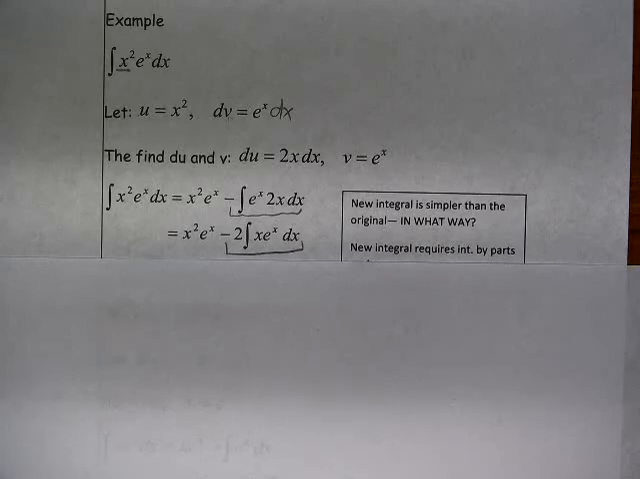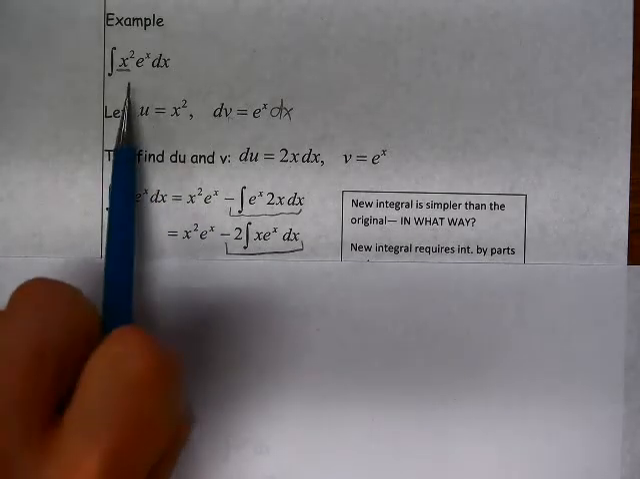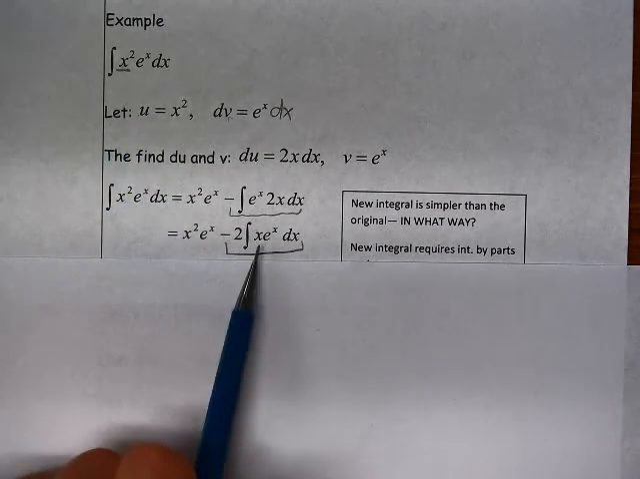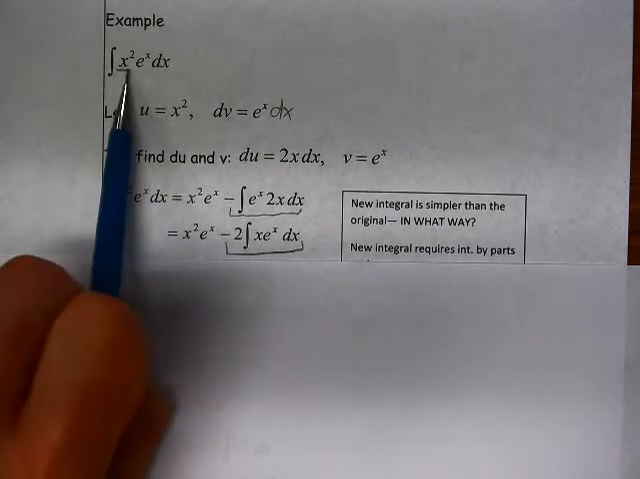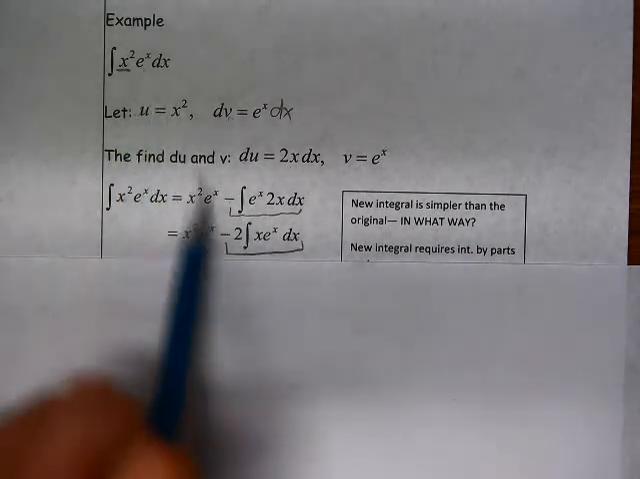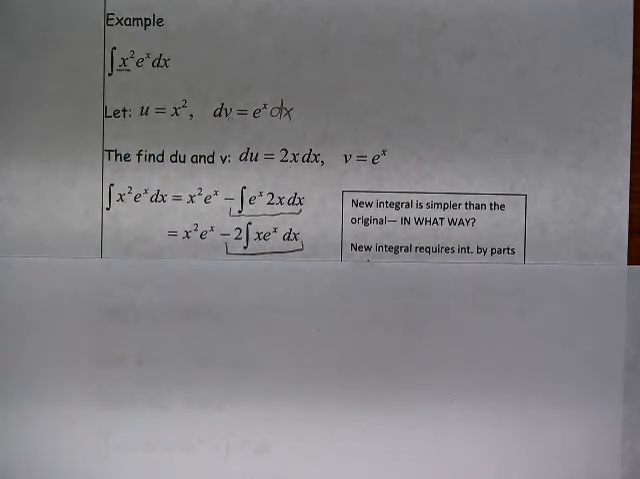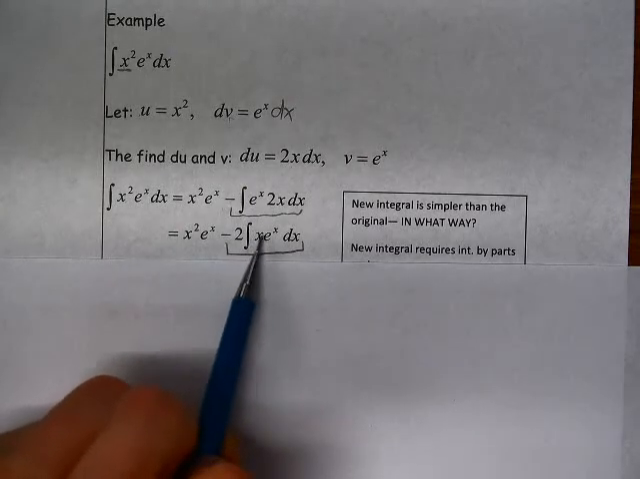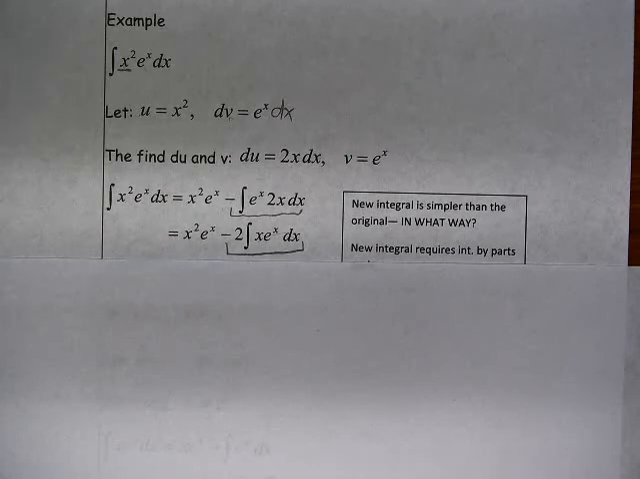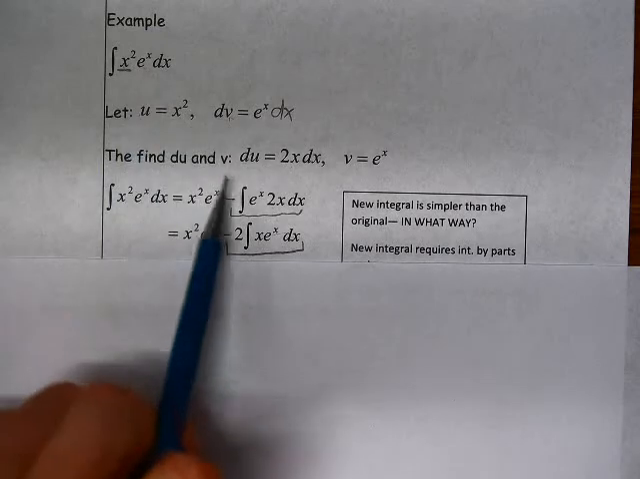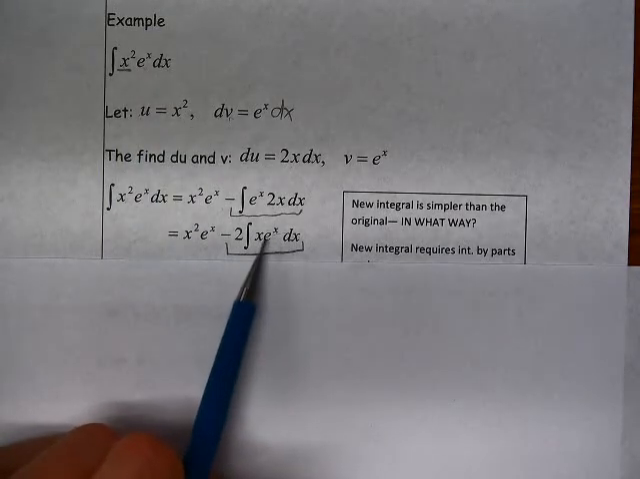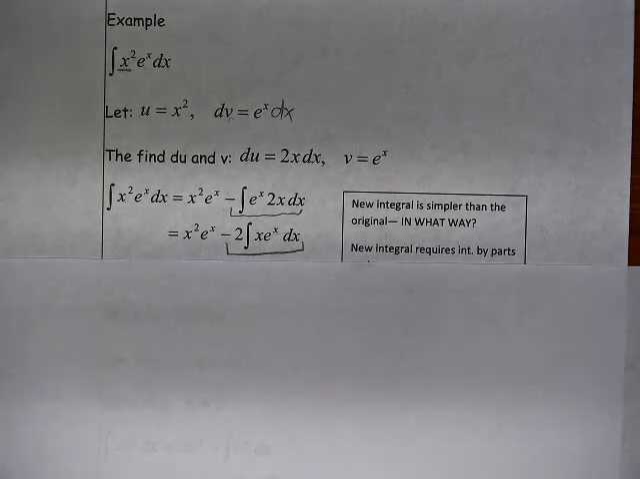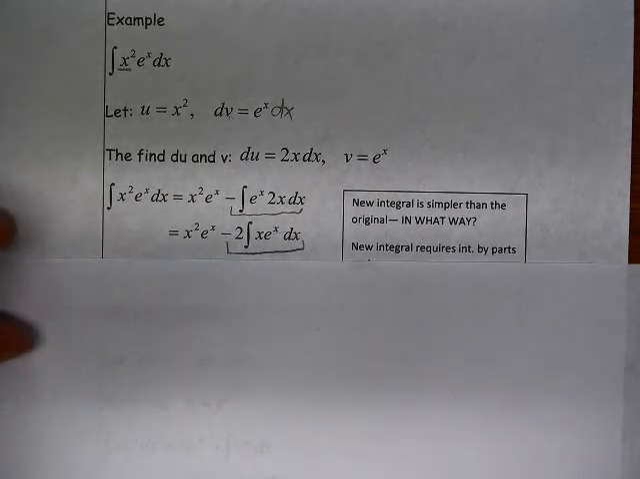And if you look carefully at how it's simpler, I started off with an x squared, and now I just have an x to the first power. The e to the x dx part is the same, but I've effectively reduced the power of x by 1. Now you might be able to anticipate that if I reduce the power of x again, then I'm just going to have e to the x dx, which is really easy to integrate. It's easy to find the antiderivative from there.